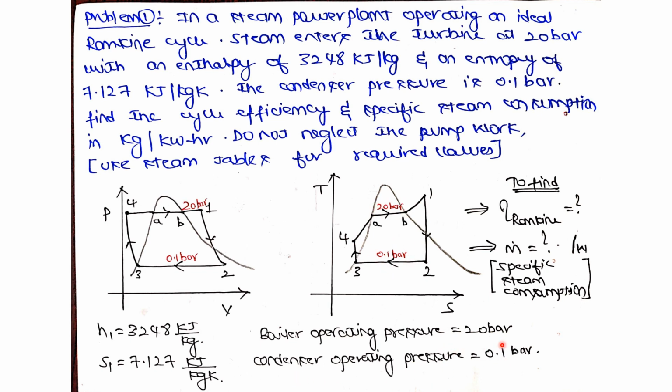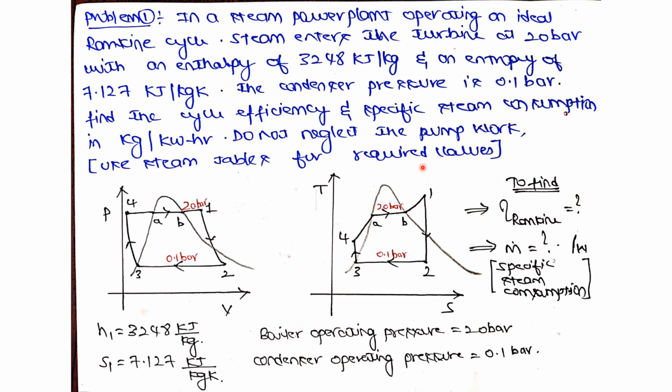Let us see what else he has given. The condenser pressure is 0.1 bar. You have to find the cycle efficiency, which is the efficiency of the Rankine cycle, and the specific steam consumption, that is, the mass flow rate of steam, m dot, per turbine work output. He has specified that you should not neglect the pump work. So for 3 to 4 you have to consider the pump work and calculate. He has also specified you can use the steam table for the required values.